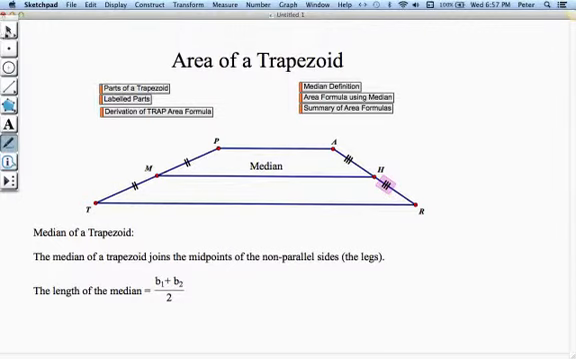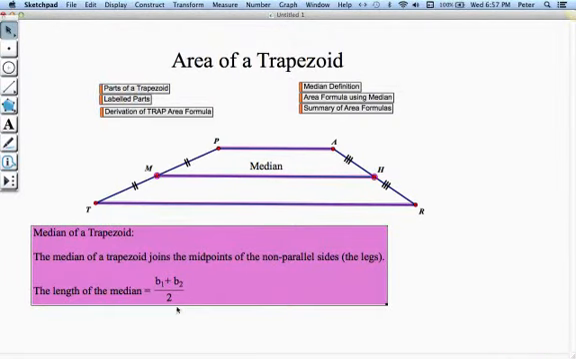So the median doesn't come from a vertex, it comes from one leg to the other leg, and always at the midpoint. The median, of course, will be parallel to the two bases, kind of like the midline theorem. Another important characteristic of the median is that its length is the average of the two bases. So (b1 plus b2) over 2 is going to be the length of the median. Make sure that's in your notes.